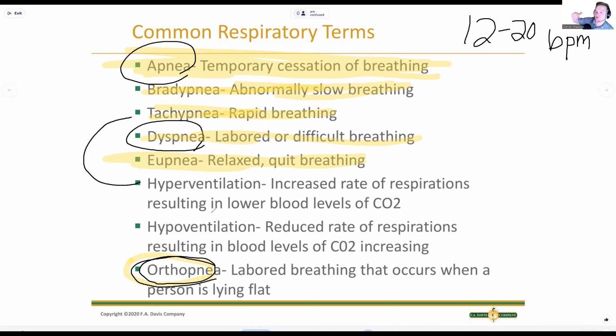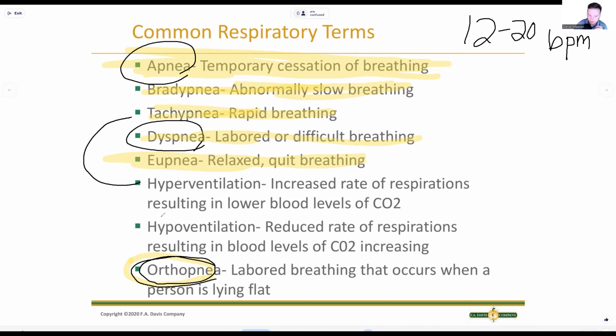Hypoventilation is reducing the rate of respiration, resulting in blood levels of CO2 climbing. So I'm bradypneic, but it's so slow that now my CO2 levels are affected and they're rising, which is also bad. We don't want high CO2 levels. That could cause us to pass out or get disoriented, get sleepy. That's hypoventilation.